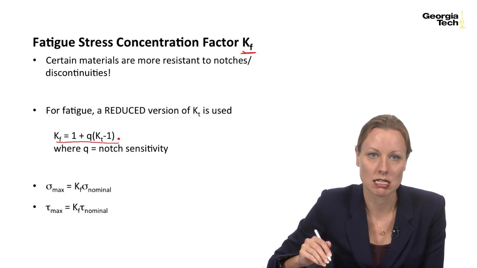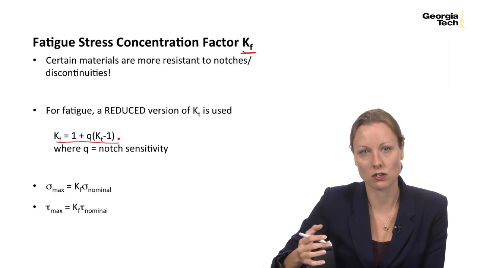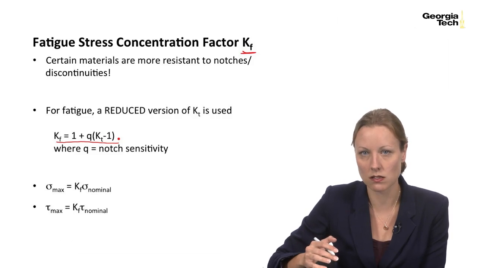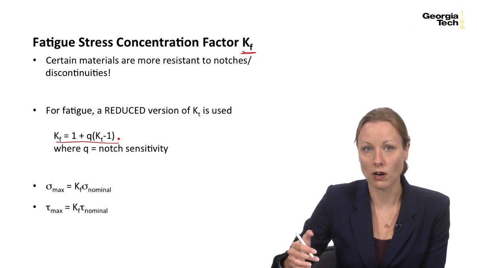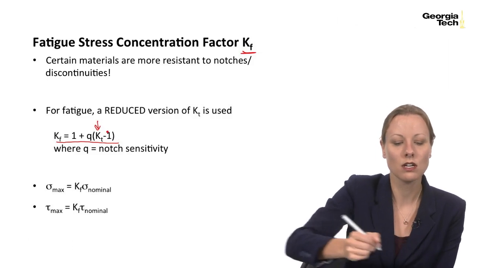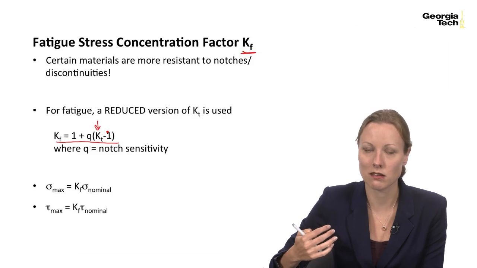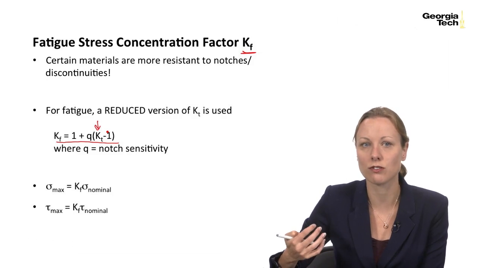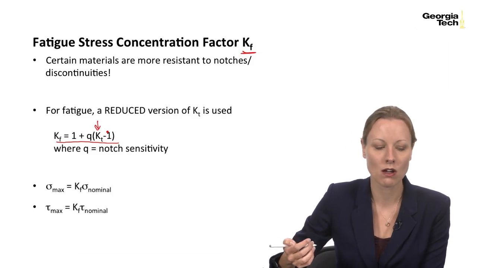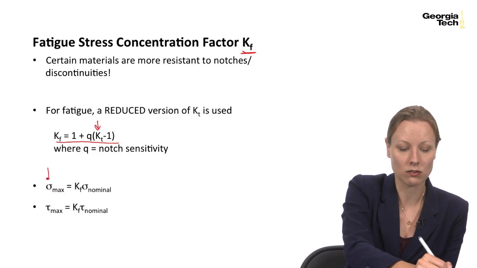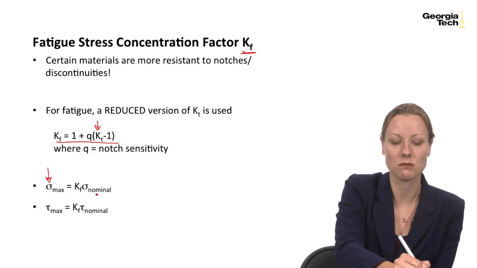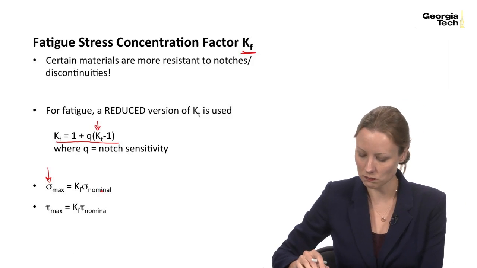And Q is notch sensitivity. So Q is determining how sensitive this material is to notches and to loads being applied when there's a notch present. Q varies from 0 to 1. If Q is equal to 1, then the material is very sensitive to notches and you end up using the full KT value. If Q is equal to 0, then the material is not sensitive to notches at all and you'll use 1 as your KF value. And again, your fully reversible stress that you'll utilize to calculate, which will be your sigma max, will be KF times your sigma nominal, or sigma nom.